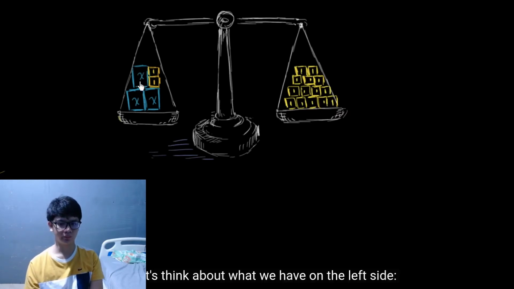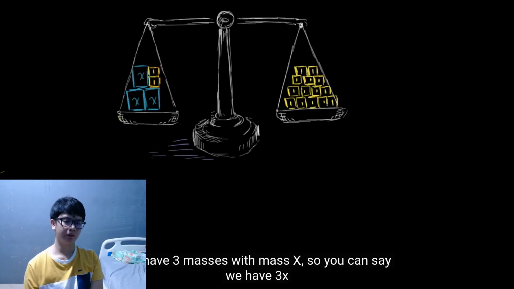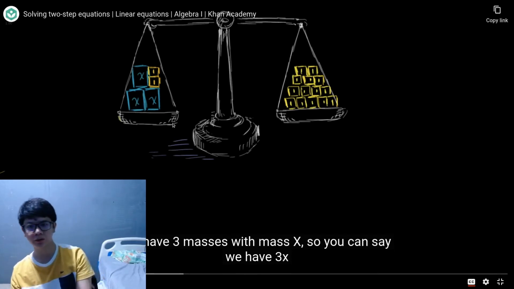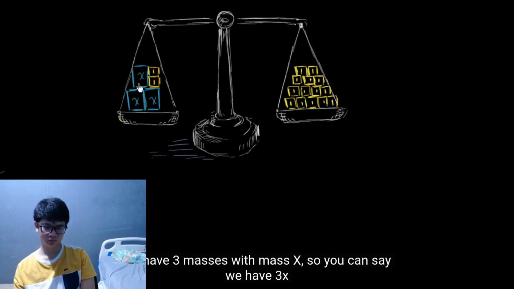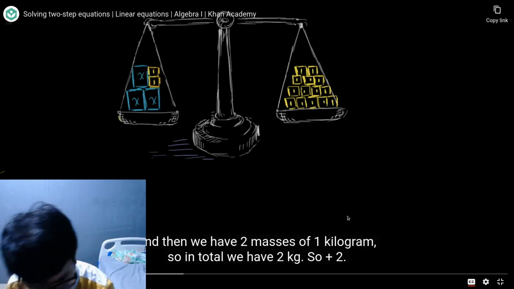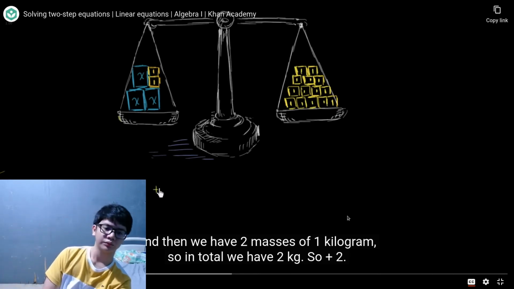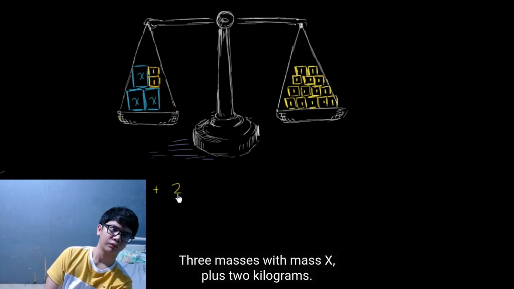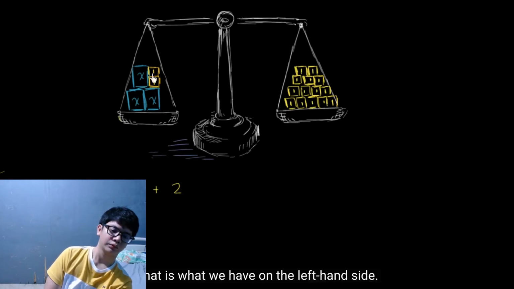So let's think about what we have on the left side here. We have 3 masses with mass x. So you can say that we have 3x over here. We have 3 x's. And then we have 2 masses of 1 kilogram, so in total we have 2 kilograms. So plus 2. So one way to think about it, the total mass on the left-hand side is 3x plus 2: 3 masses with mass x plus 2 kilograms. That's what we have on the left-hand side.